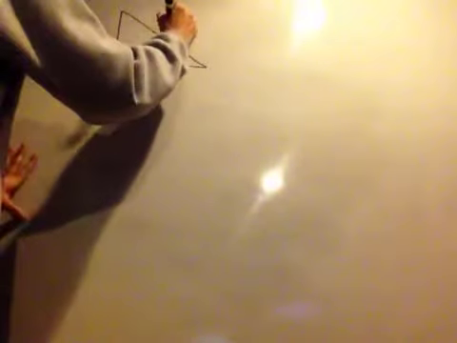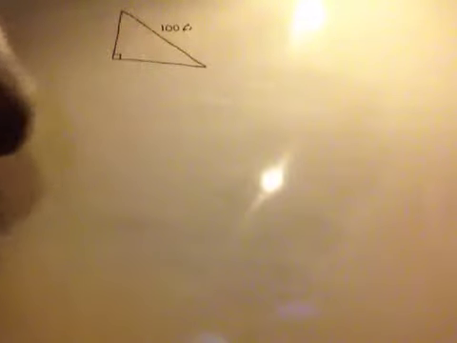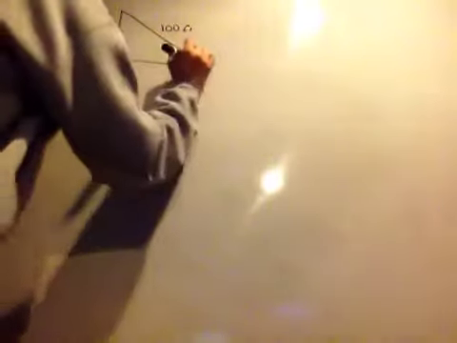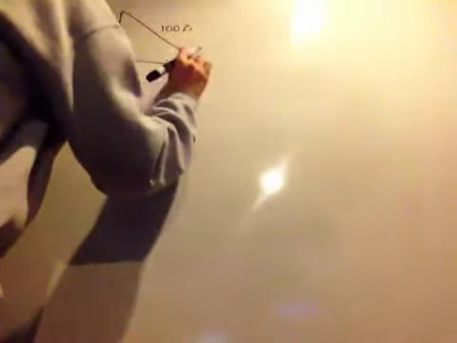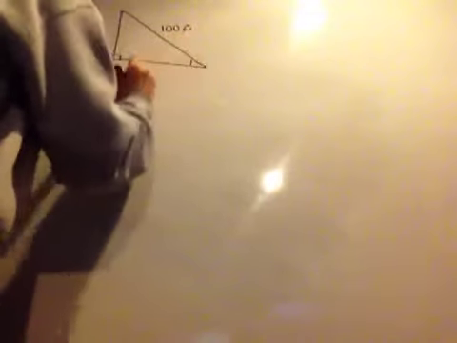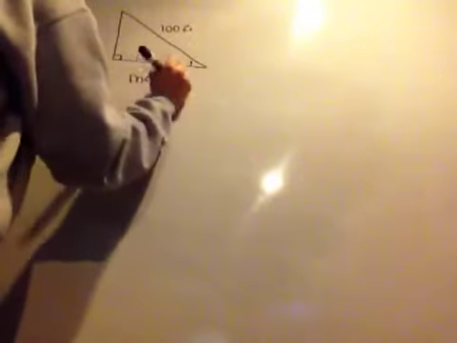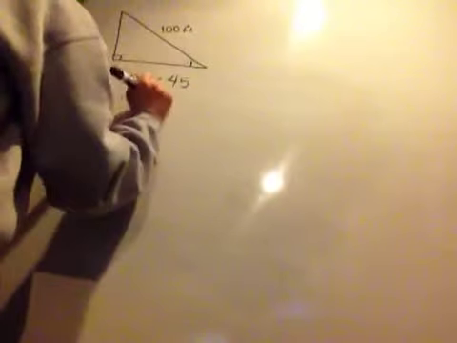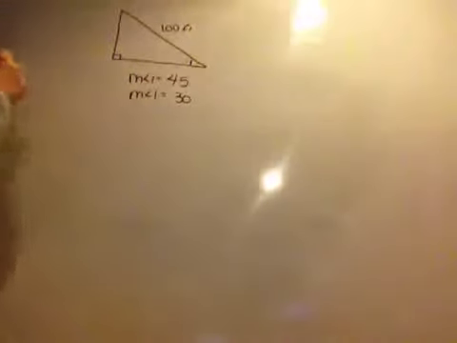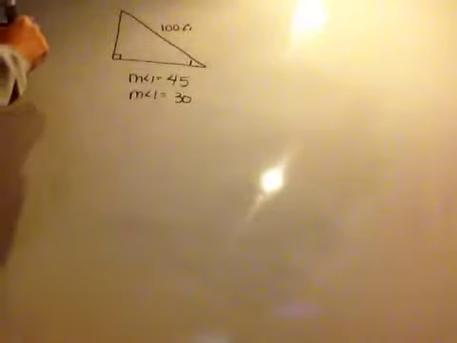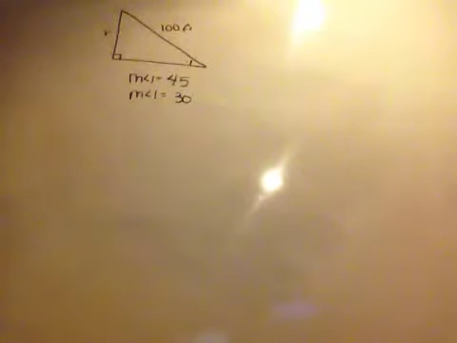Okay, so a kite is attached to a 100-foot string as shown in the diagram. How far above the ground is the kite when the string forms the given angle? So this is angle 1. So when measure of angle 1 is 45, and when measure of angle 1 is 30, we want to find the height.